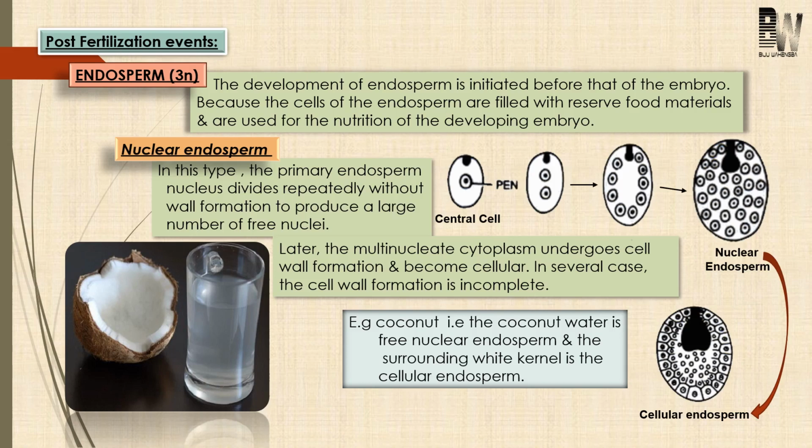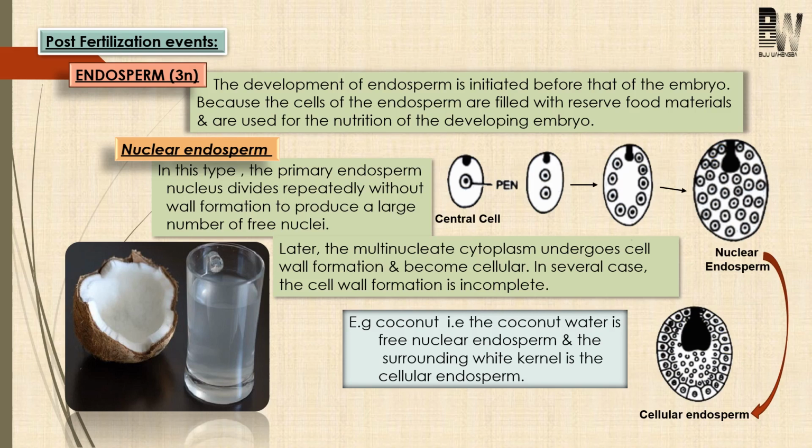In this nuclear endosperm, what can happen? Slowly, wall formation can take place around this nucleus, so that this multinucleated endosperm can become multicellular endosperm. That is, nuclear endosperm can be transformed into cellular endosperm, only after the formation of wall. But in some plants, what can happen? This transformation may be incomplete. That is, in a particular endosperm, some portion will remain as nuclear endosperm and some portion will be transformed into cellular endosperm.